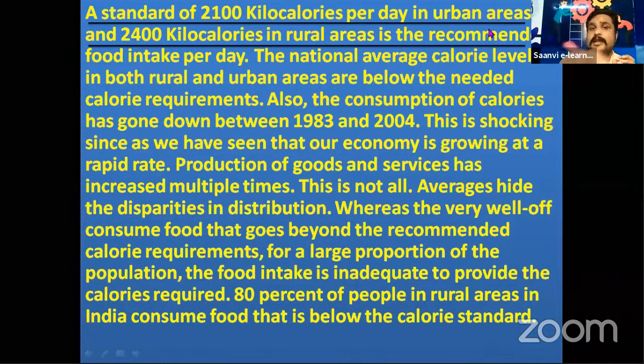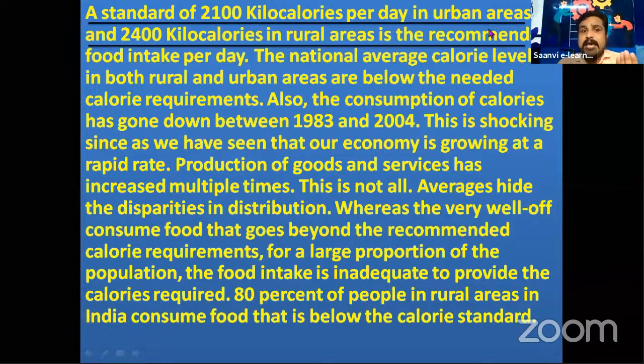When it comes to the real fact, the national average calorie level in both rural and urban areas is below the needed calorie requirement. How many calories in urban and rural have they given? 2,100 and 2,400. But accessibility is not there. Availability is not there. Also, the consumption of calories has gone down between 1983 and 2004, maybe because of increasing population.